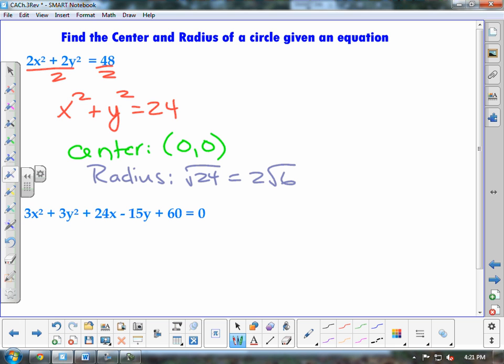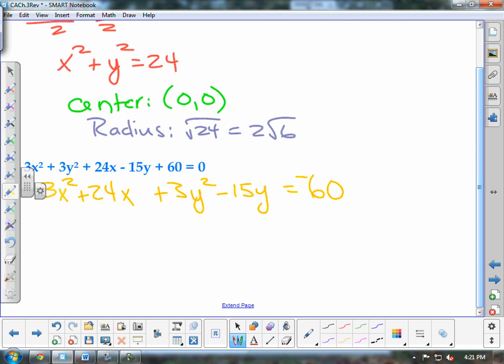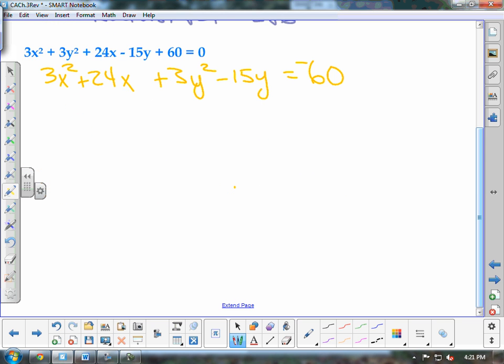In our second example, if we want to find the center and the radius, first you group the x terms and the y terms, and then move the number to the other side. It becomes a negative 60. And then you have to factor the 3 out.